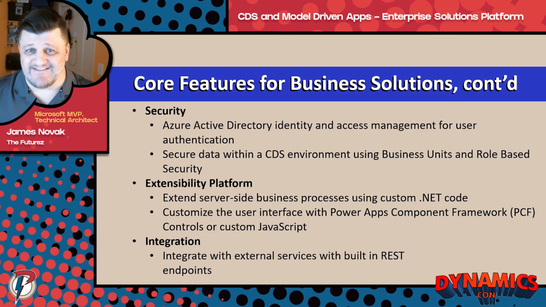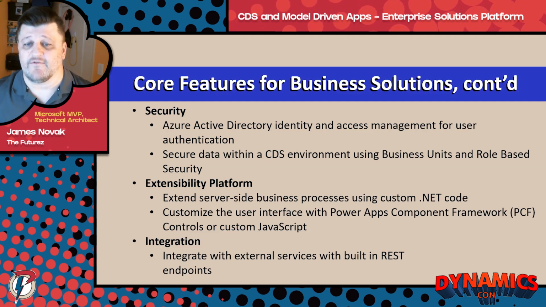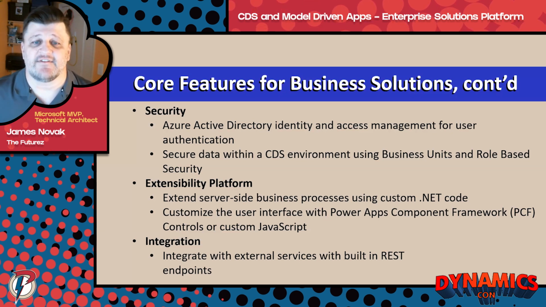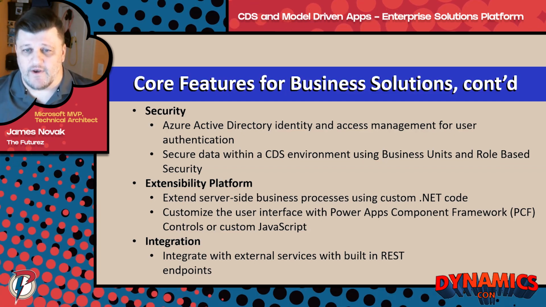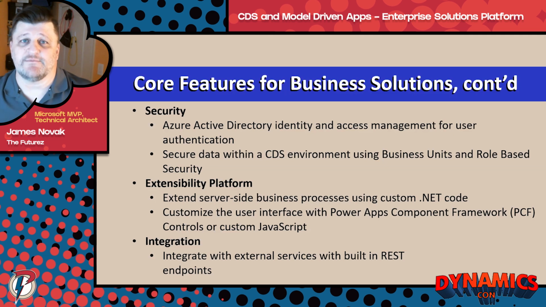Next, once you're in that CDS database, once you're allowed to log into it, then you have authorization. And we have two very high-level methods. One's called business unit, and another one's called role-based security. That allows us to segment the data and kind of put it in its own little package so that we know that only the right people are seeing the data they should be seeing.